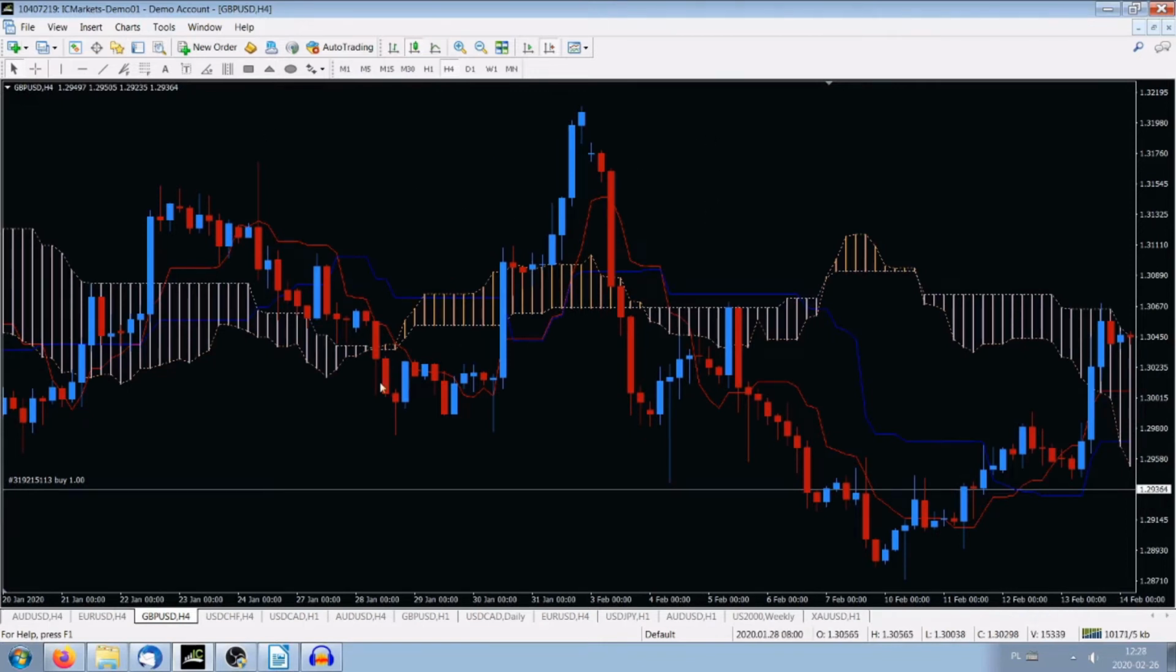As soon as the price breaks above the cloud, you buy. When the price crosses and closes below the cloud, you sell. Not always you will win. Like this one is a loser.